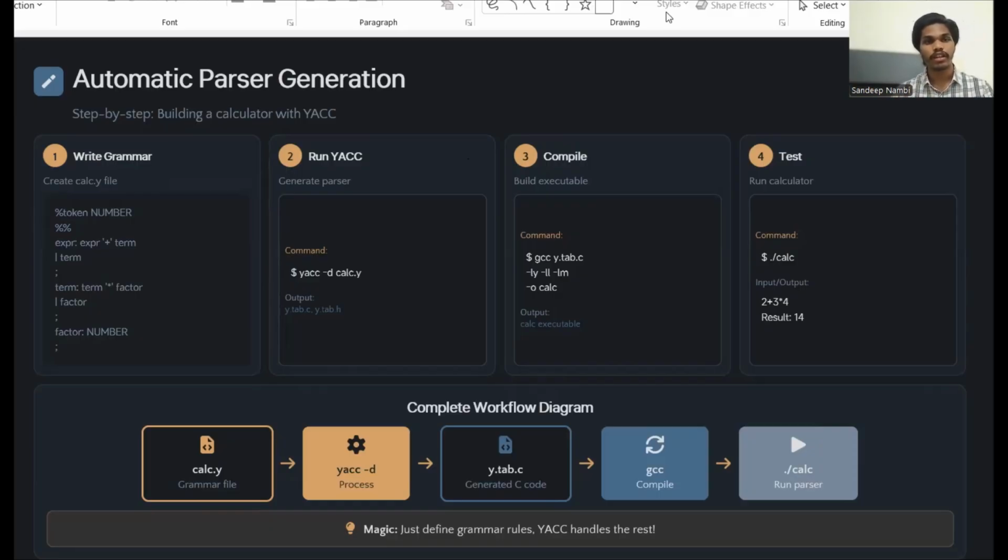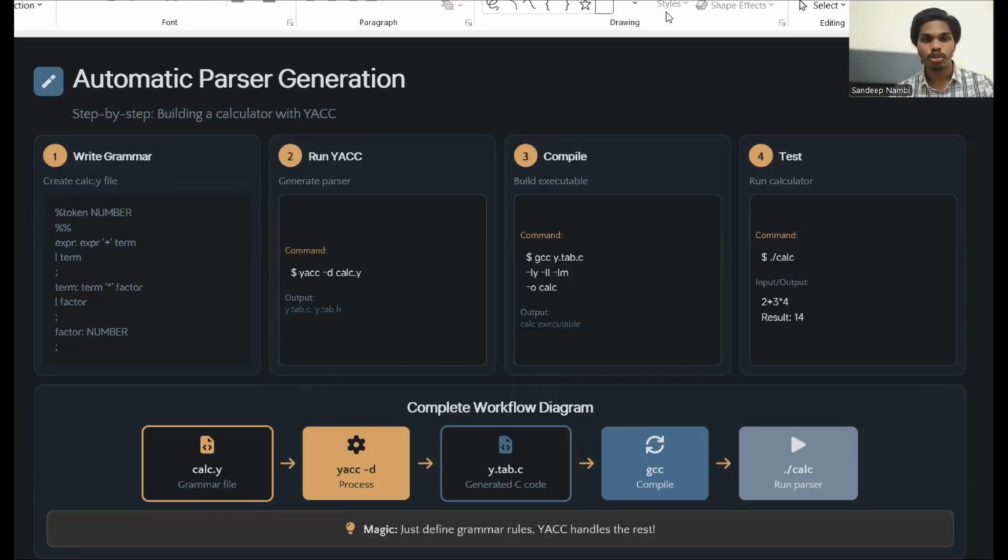Now let us understand how automatic parser generation works step by step. So here we are building a calculator with YACC so that we can understand it better. The first step is to create a calc.y file with token declarations, grammar rules for addition and multiplication, and a main function, just like a C program. And step two is running the YACC file using the command yacc -d calc.y, where calc.y is the file.